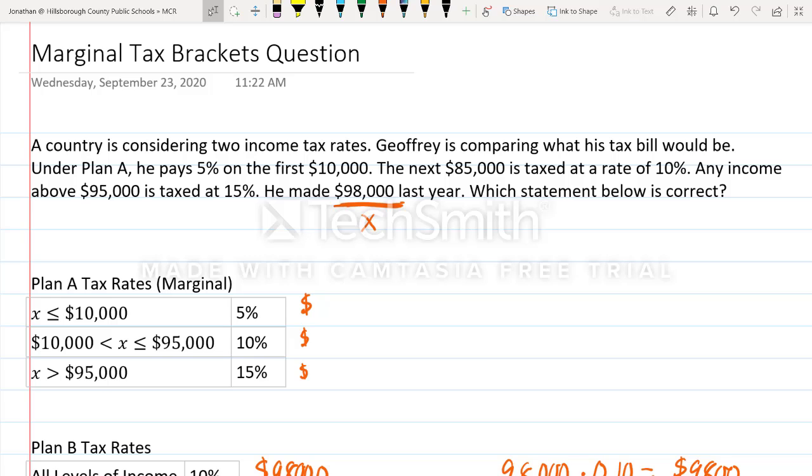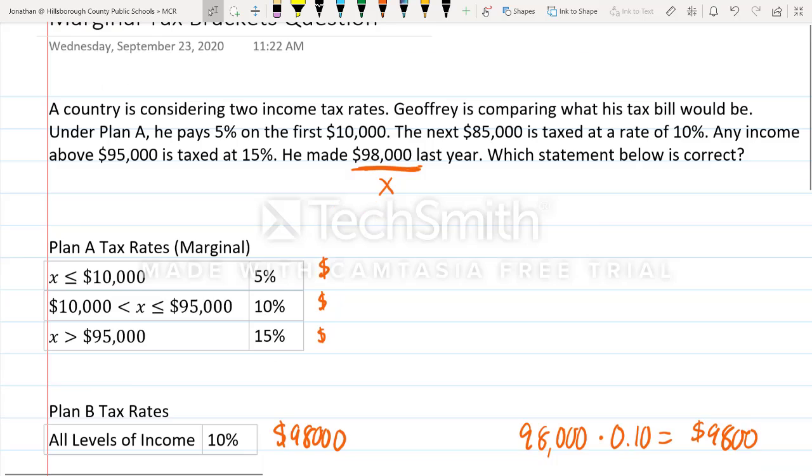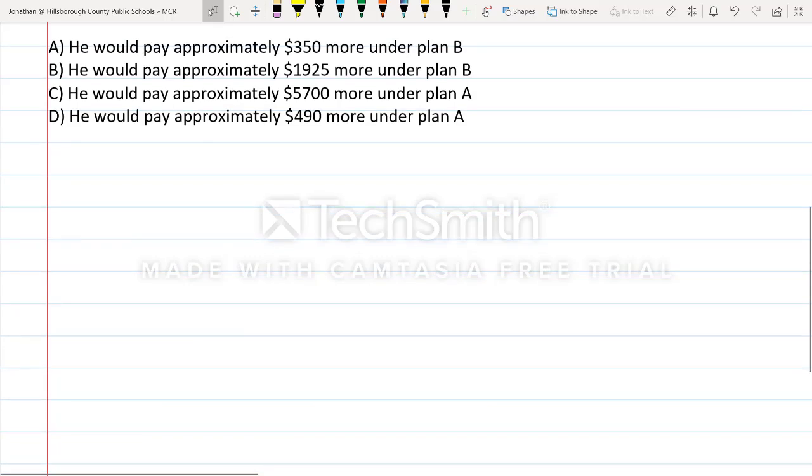Under Plan A, he pays 5% on the first $10,000. The next $85,000 is taxed at a rate of 10%, and any income above $95,000 is taxed at 15%. He made $98,000 last year, which will be our X. What statement below is correct? So we have varying statements comparing Plans B and A.